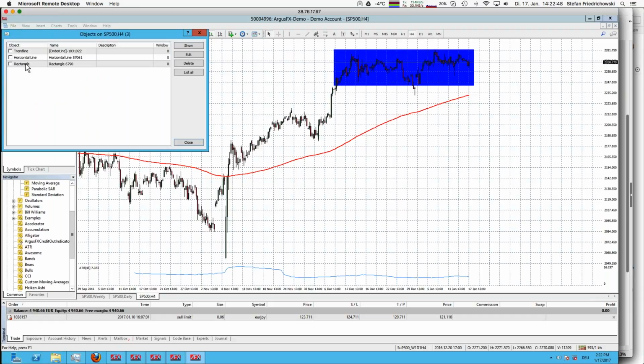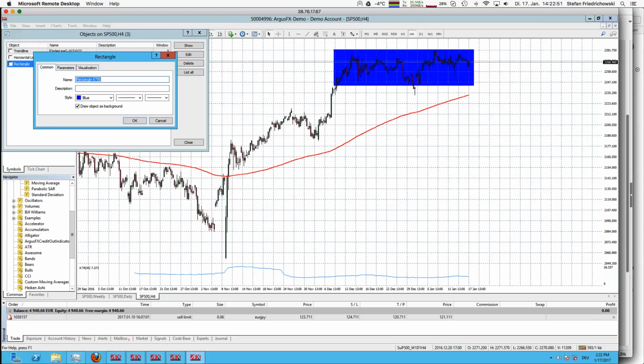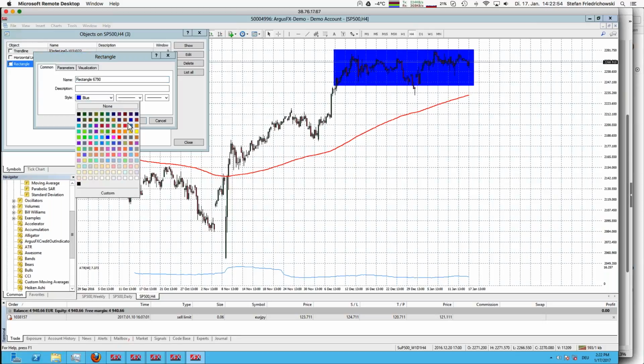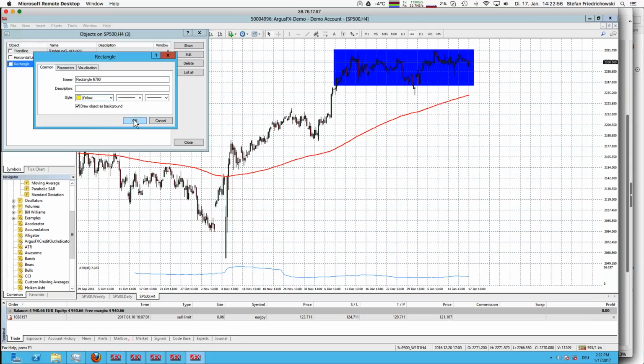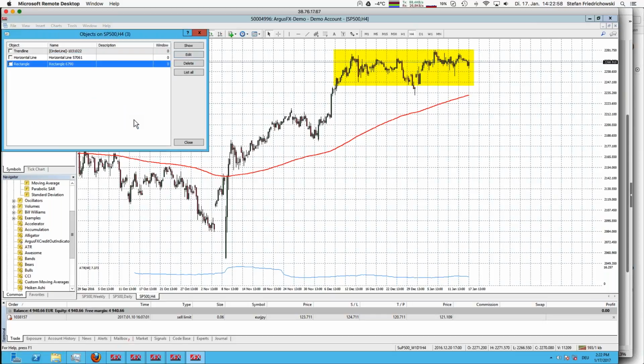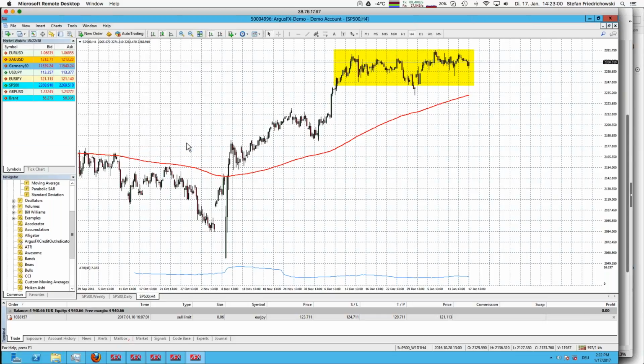I will go to the object list and edit that one, and I will make that range yellow. So now it looks a little bit more easy to interpret. So in the H4, we have a good range. So now we can play around with our setups.